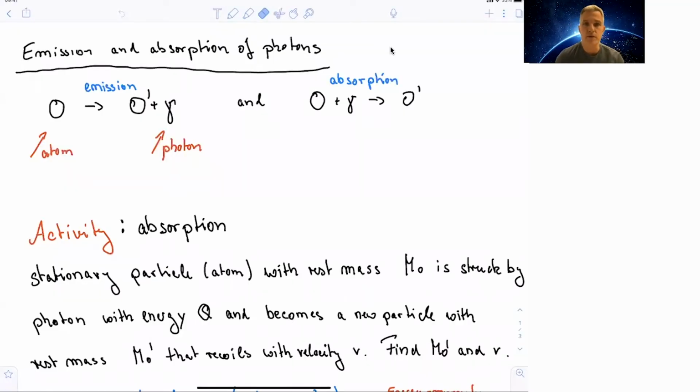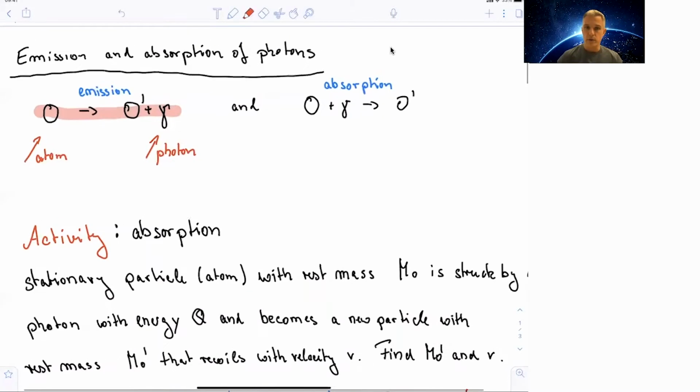In this section, we want to talk about the emission and the absorption of photons. So you can think about a scenario where you have an atom which emits a photon, like in this picture here, and you create a new atom, which we call the atom prime. In the absorption process, you have a collision between a photon and the atom, and you make a new atom, again indicated by a prime.